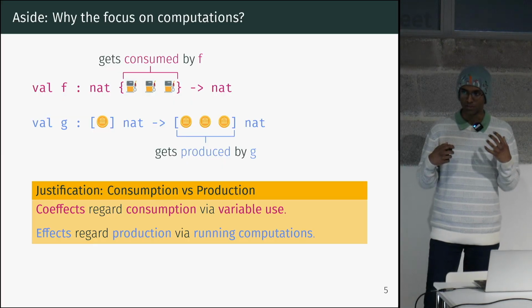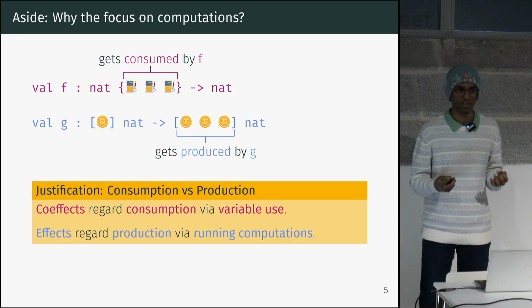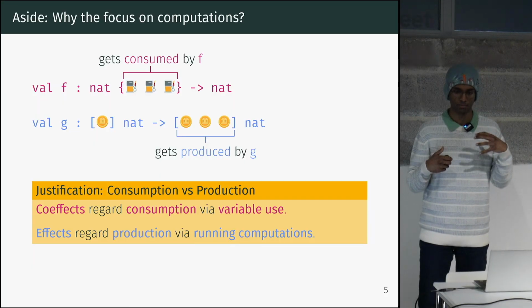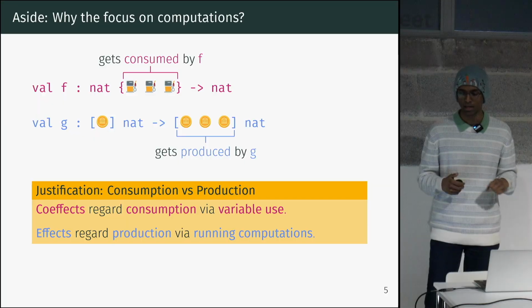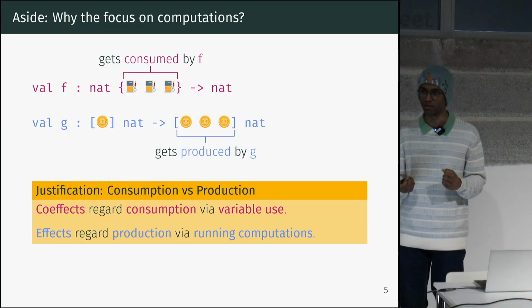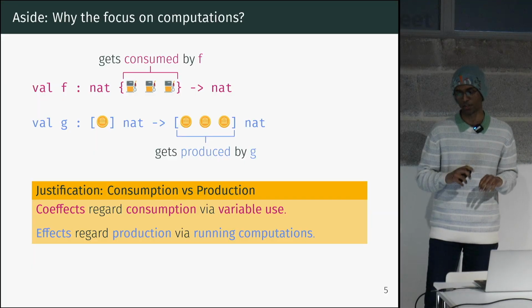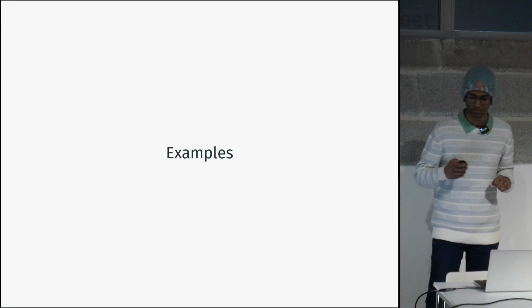And so this idea of consumption versus production nicely characterizes co-effects versus effects, where co-effects are all about consuming variables by using them, and effects are all about producing things by virtue of running computations. And there's a stronger proof theoretic justification for this in our paper if you're not satisfied with this explanation, but for now I want to move on to some examples.